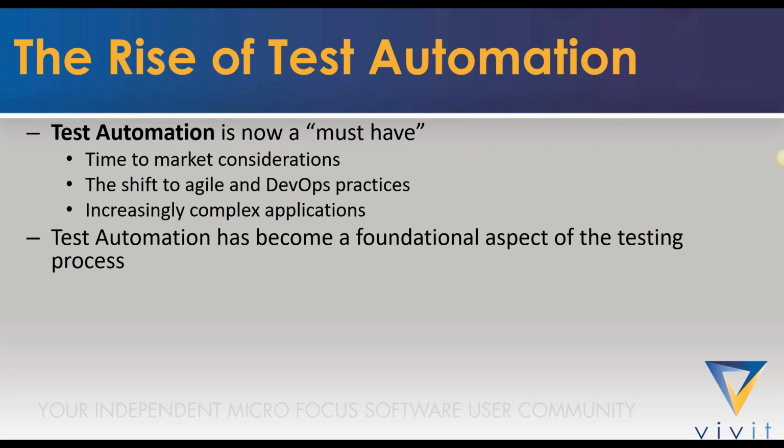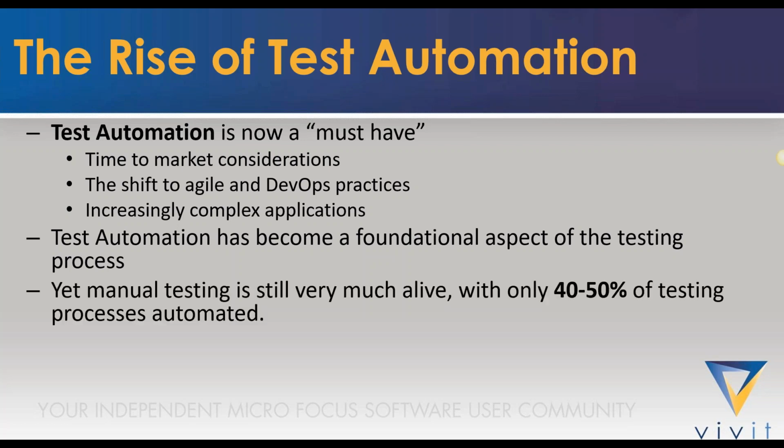So technology vendors like Microfocus have cornered the complexities around API testing with advancements in their flagship automation tool called Unified Functional Test. So needless to say, test automation is truly a foundational aspect of most testing processes, yet manual testing is still very much alive. With about 40 to 50% of test processes automated, why is that?